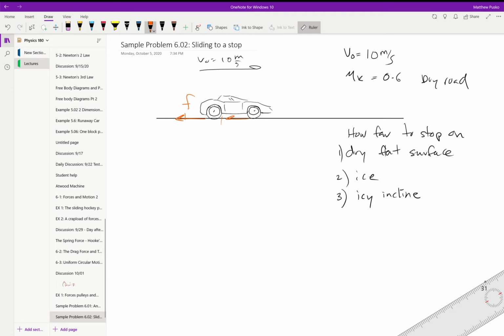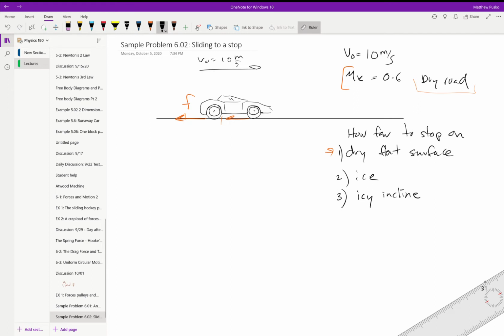First, let's look at a dry horizontal surface. We're going to use mu k as 0.6. That's a good estimate for rubber from your tire and a dry concrete road. Then we're going to change the coefficient and make it ice and see how far it takes to stop, or how long it takes to stop. And then we're going to put that on an incline. So let's do all these scenarios.